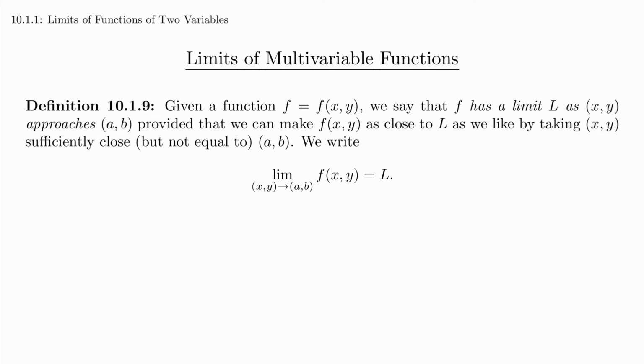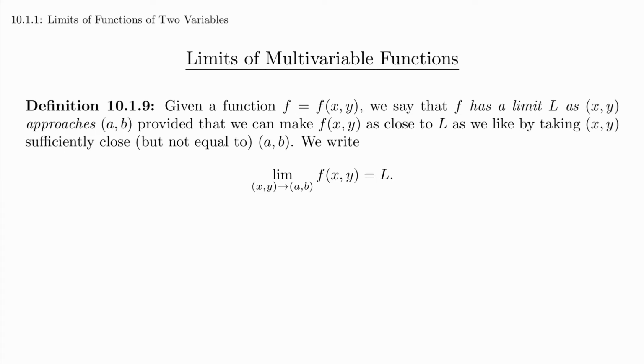Definition. Given a function f of the independent variables x and y, we say that f has a limit L as (x, y) approaches (a, b), provided that we can make f of (x, y) as close to L as we like by taking (x, y) sufficiently close but not equal to the point (a, b). And this is the notation that we use.